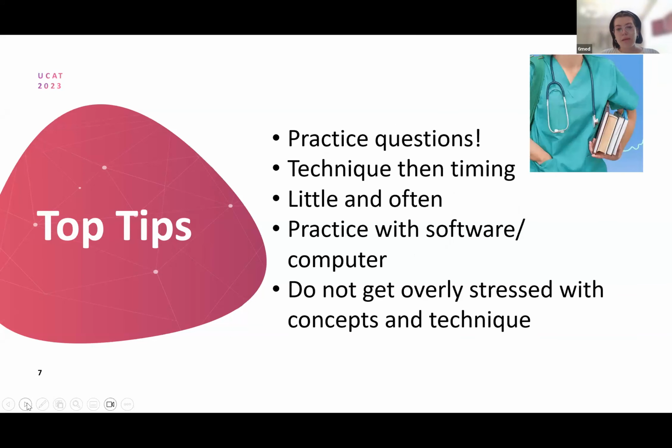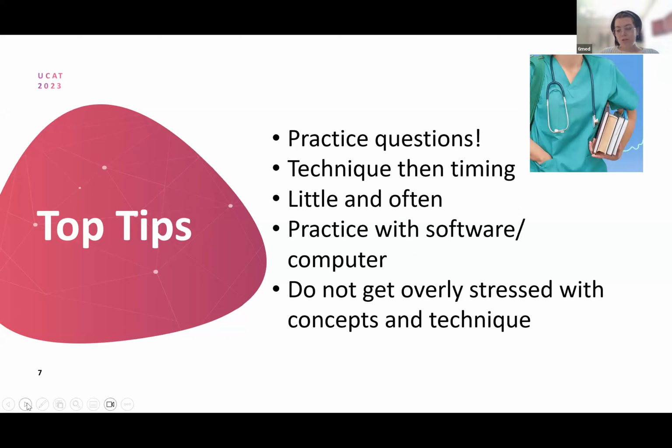So general top tips for the UCAT: loads of practice questions. It's really the only way you can get better, because the UCAT does test kind of strange aspects of intelligence. So it's not something where you can just sit down with a book and read up about it. You do need to practice the questions.